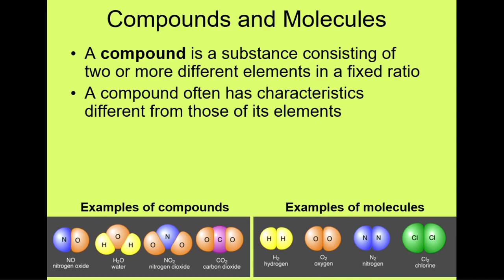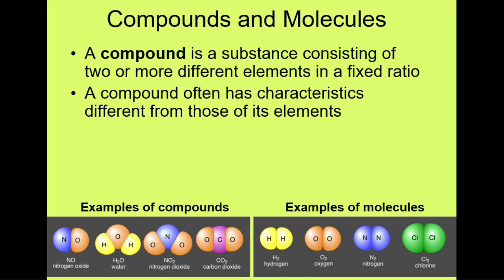An important aspect of a compound is that they will often have very different characteristics to the elements that make them up. So we can look at one of the examples again from the little diagram there. If we take water for an example, if you take oxygen at room temperature, it exists as a gas. If you take hydrogen at room temperature, at normal pressures, it exists as a gas.